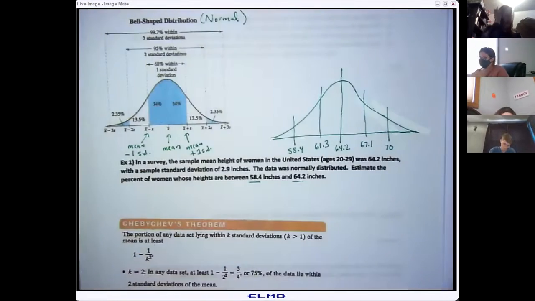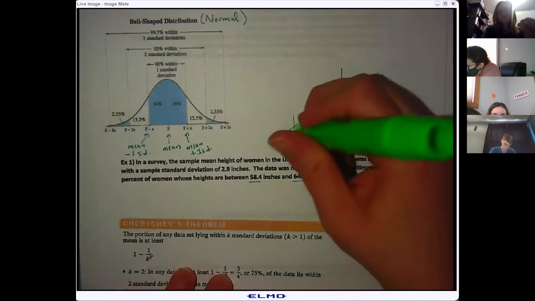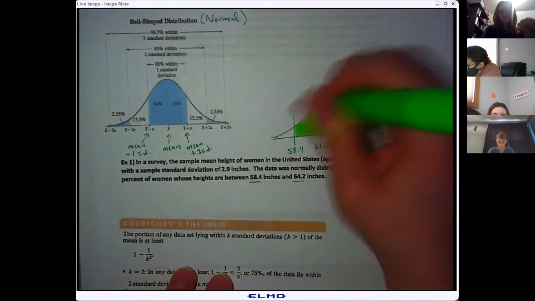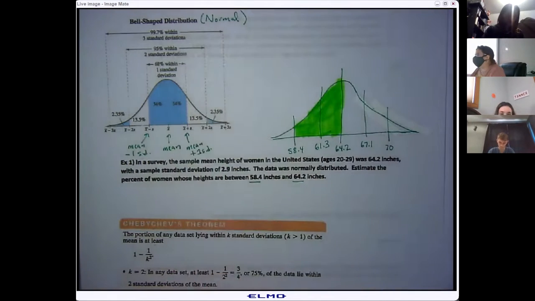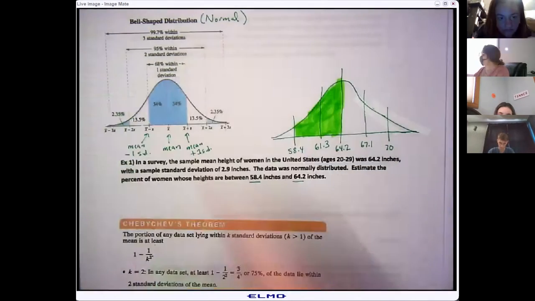But we're looking for the percent that is between here and here. All right, so I'm going to give a prize to somebody who can tell me what percent that is between there and there. You're going to have to look at the bell shape next to it.